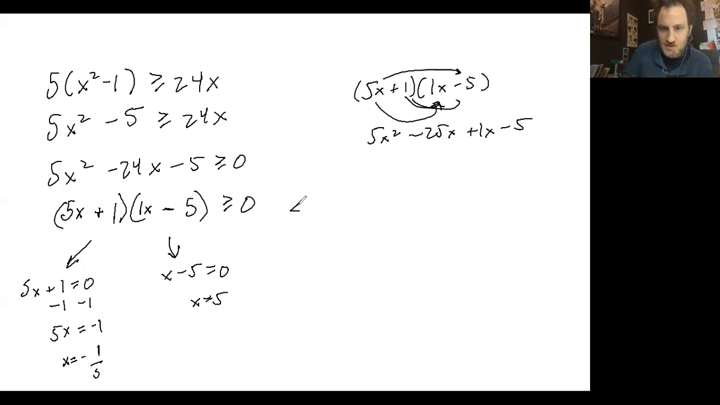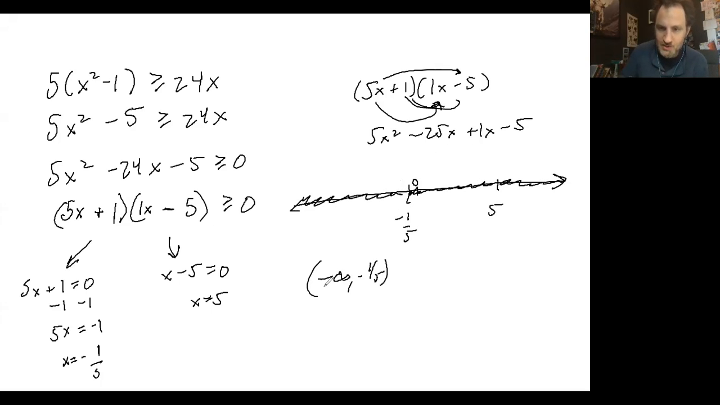And again, number line helps me kind of break it apart. Let's put 0 on here. This is -1/5. This is 5. So bingo, bango, bongo. Negative infinity to -1/5. That's one interval. -1/5 to 5. That's another interval. And 5 to infinity is another interval.